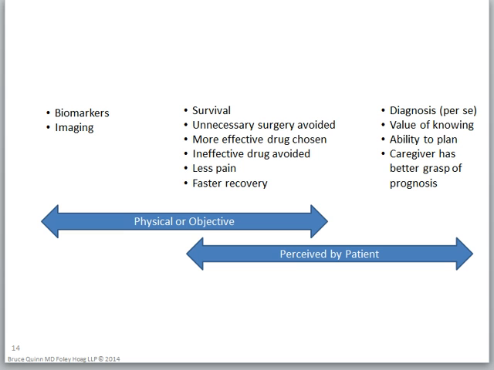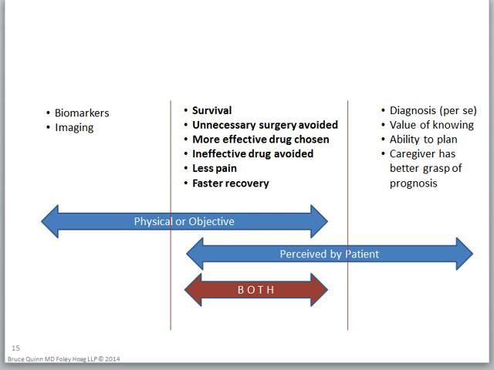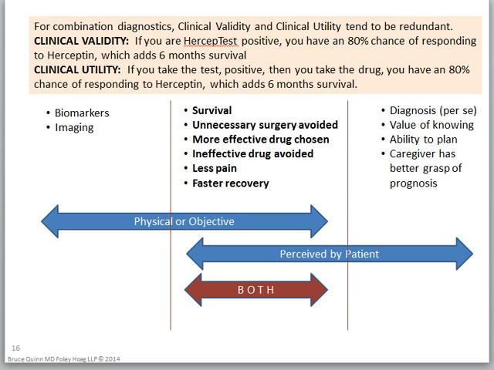The columns in the middle and on the right are perceived by the patient, patient-centered outcomes of some kind. And it's this column in the middle where you nail both aspects of these. And so that's why I think the ones in the middle are so well accepted. They're physical or objective, and they're also perceived by the patient.